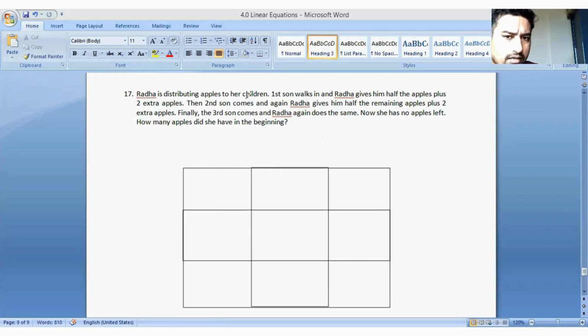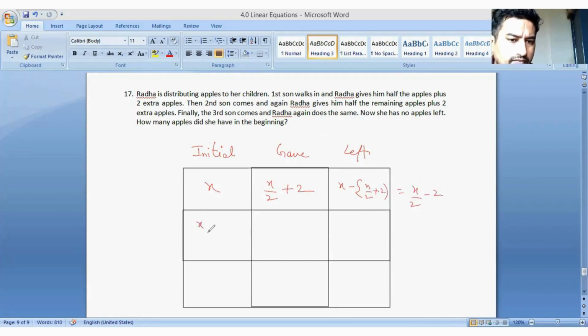So let's say if I want to do the conventional way, how do I do it? Let's say this is what she initially had. Initial, this is what she gave away, and this is what she is left with. So let's say she started with x. How much did she give the first person? X by 2 plus 2. What is she left with then? X minus (x by 2 plus 2). That would be equal to x by 2 minus 2.